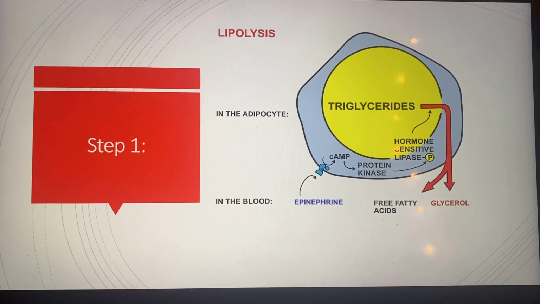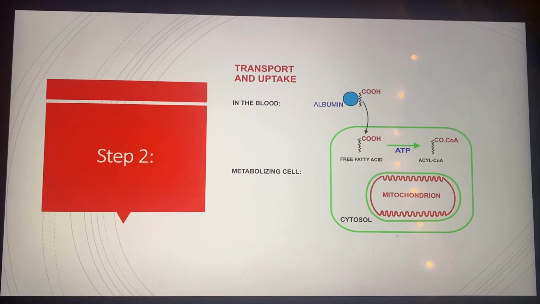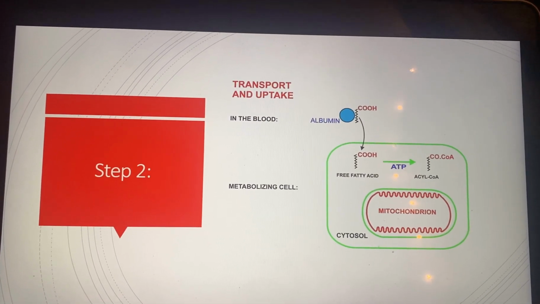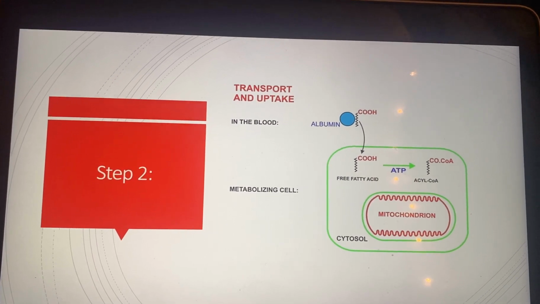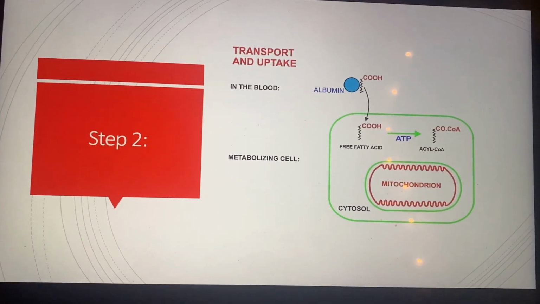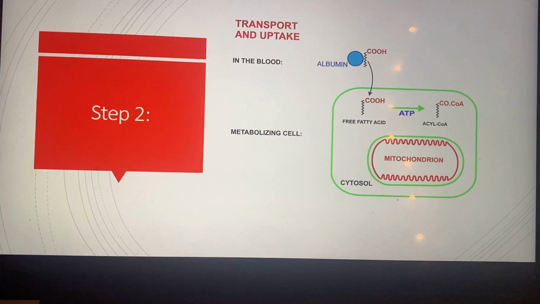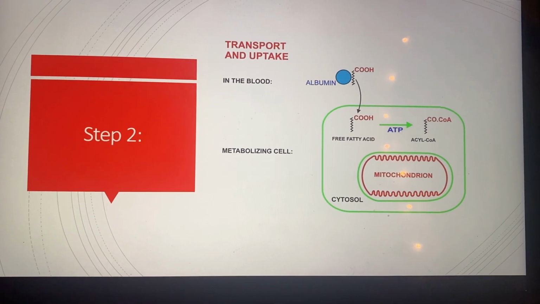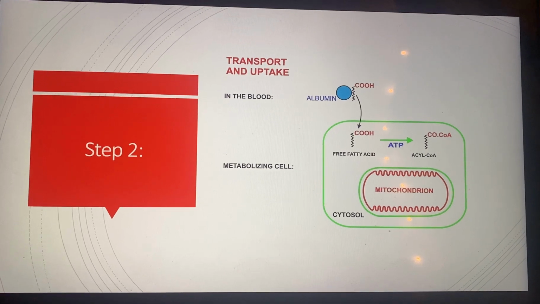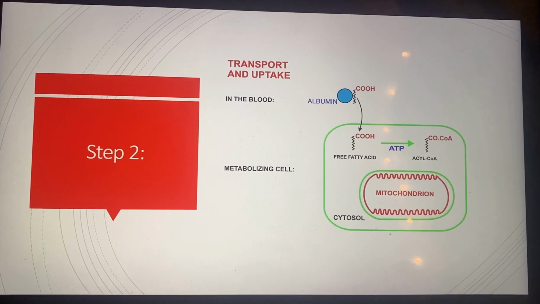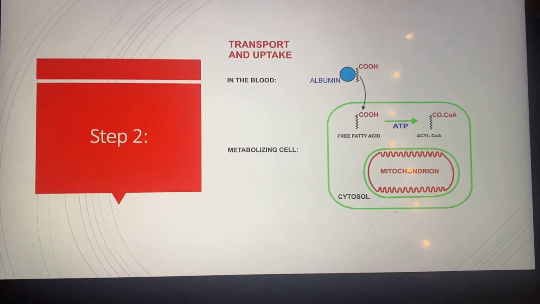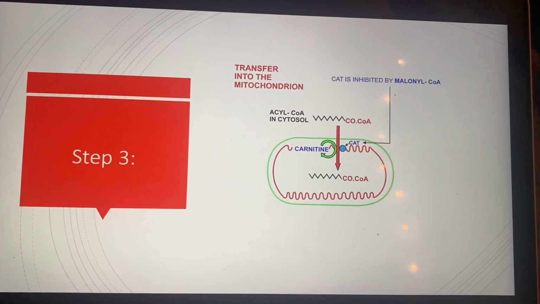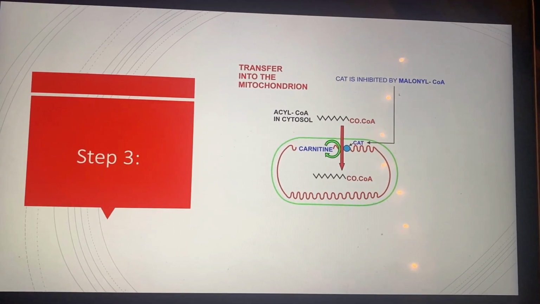So then that brings us to step 2, which is transport and uptake. Due to the negative charge of the free fatty acids, they cannot cross over the cell membrane easily. In fact, they require specific transport proteins to help them cross over that cell membrane to get into the cytosol of cells. And that brings us to step 3, which is transfer into the mitochondrion.